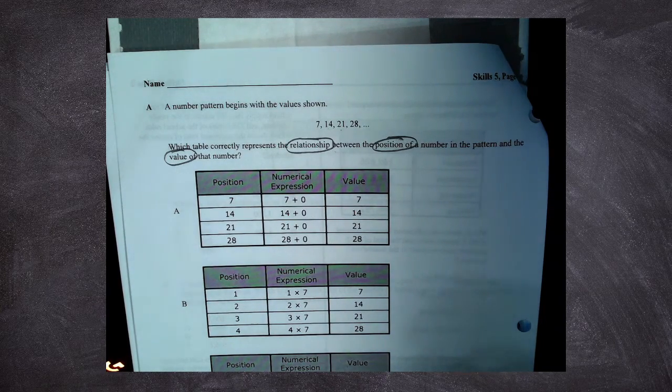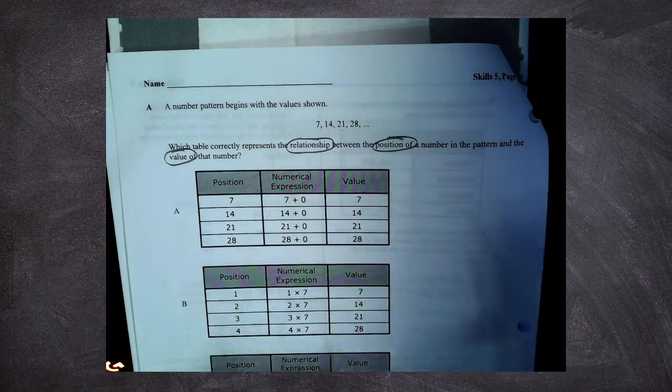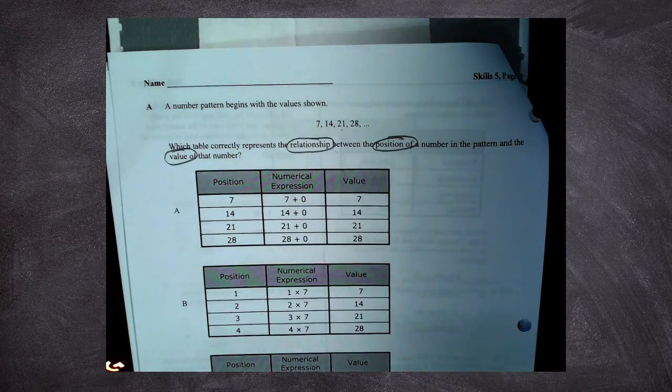Now I'm going to start off by showing you the position and the value, because those ones are the simplest ones to check. Those are also the ones where they like to try to hide mistakes. Okay? So we're going to start off with position.